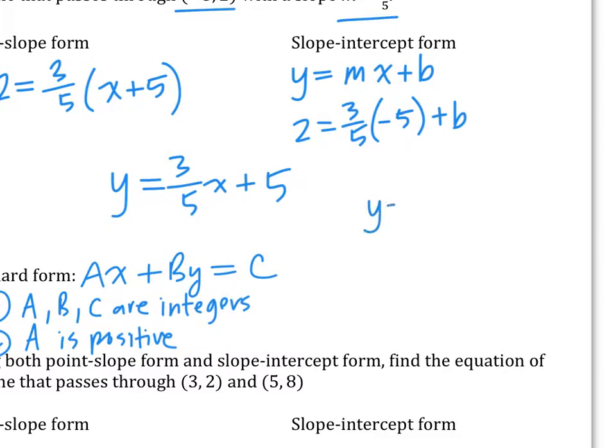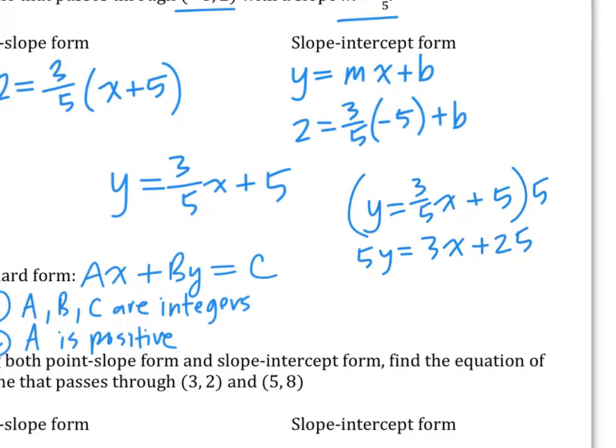So let me rewrite this. y equals 3/5 x plus 5. I can multiply by 5. What's the point of multiplying by 5? Get rid of fractions. Right, we don't want fractions. To get rid of all the fractions at once, we multiply by the least common denominator. In this case, there is only one denominator, so you just multiply by that denominator. So that's 5. So that's 5y equals 3x plus 25. Please don't forget to multiply 5 times 5. A lot of people always forget that last integer.